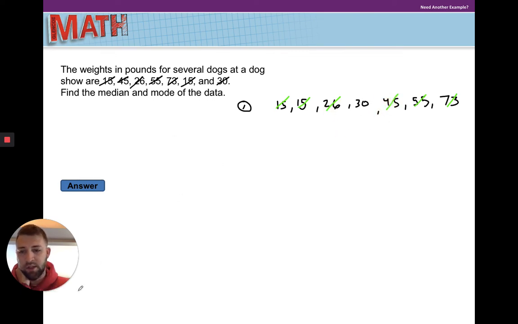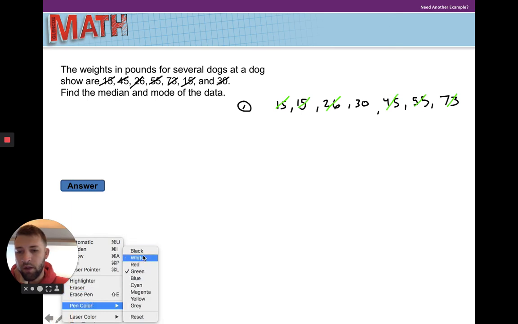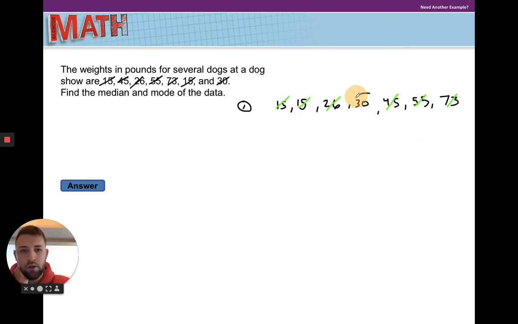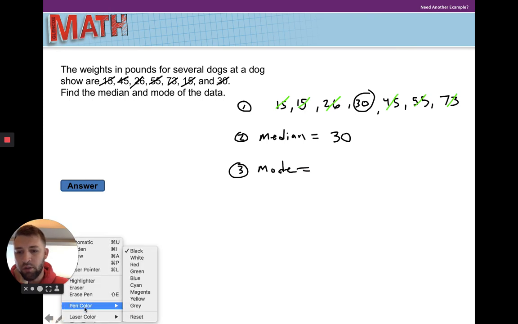Okay, so this one's nice and easy. We are left with the number 30 in the middle, so we can just call that our median. So our second step will be to find the median, and we said that the median was 30 because it's dead in the middle. Okay. Now let's find out the mode. Which one do we see most often? Which one shows up the most?